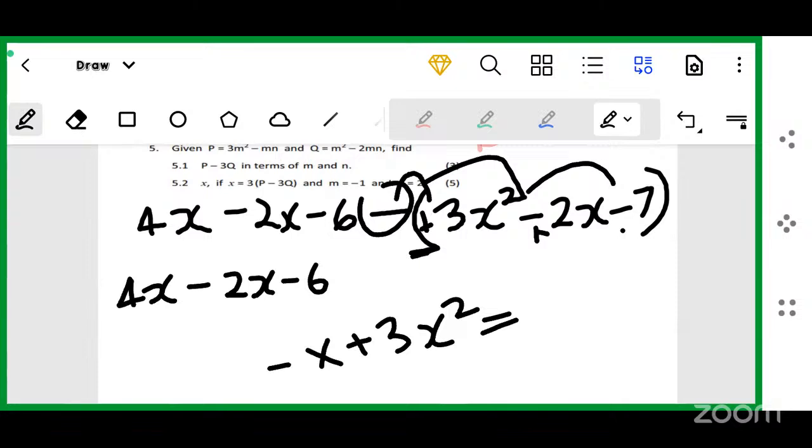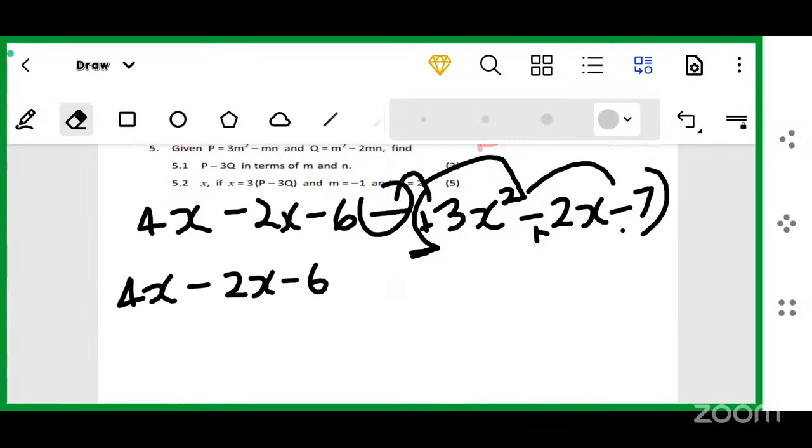Equals negative 3x to the power of 2. Perfect. So we go there, we write our negative 3x to the power of 2.